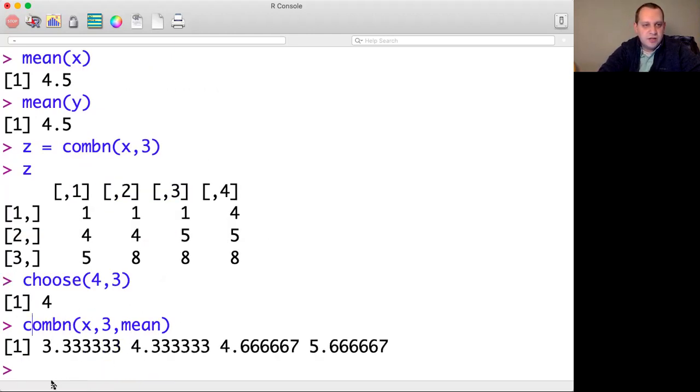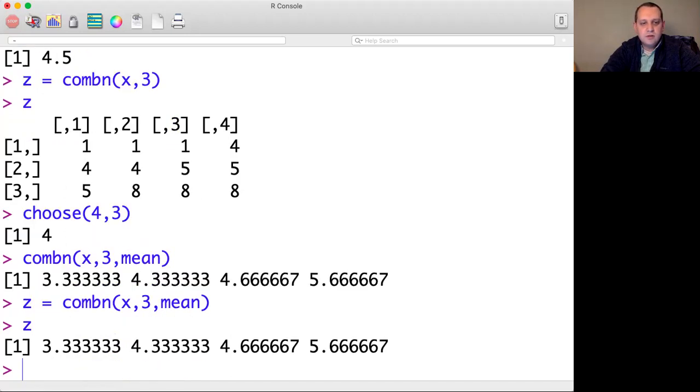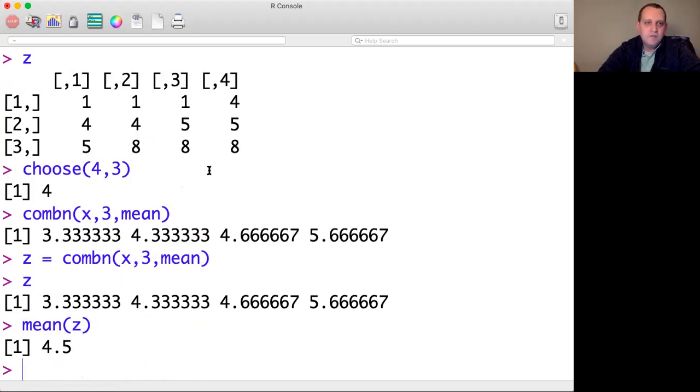I should actually call this, let me call this set Z. So I'm going to redefine Z. So Z is that set. And if we take the mean of Z, do you know what we're going to get? 4.5. Okay, because it's the mean of the original data set. That's just how that works.